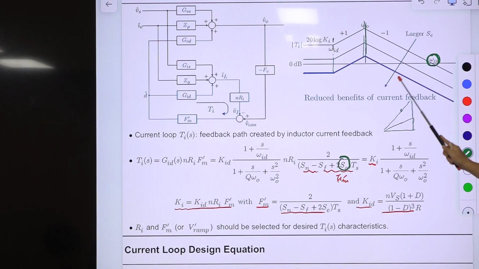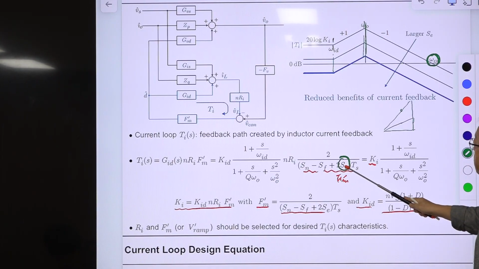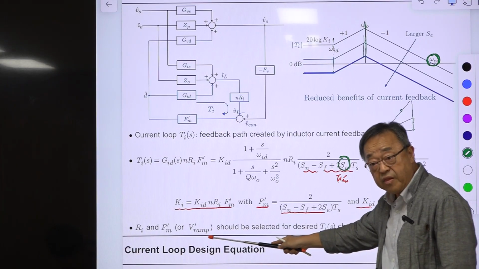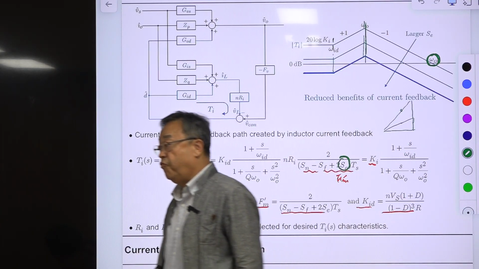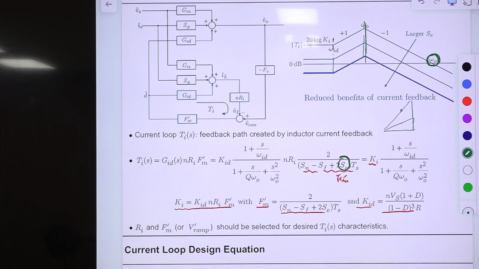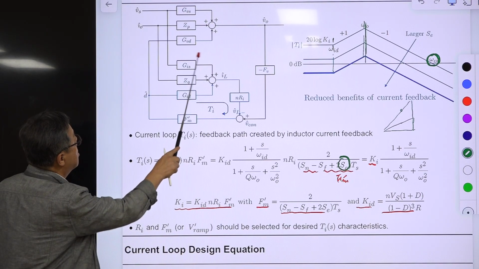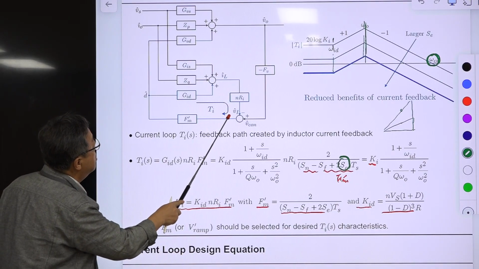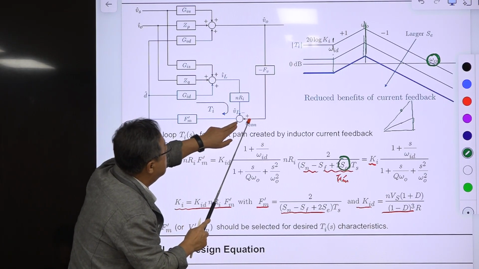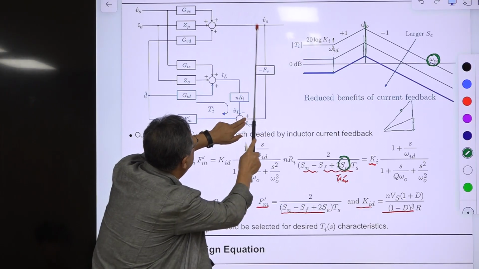That changes the value of your compensation ramp slope. That changes the value of this one. Okay, so we'll go through all the details of selecting this. Once this is selected, you evaluate the control to output transfer function with the current loop closed. So this is determined. Then you evaluate the transfer function from here to there.